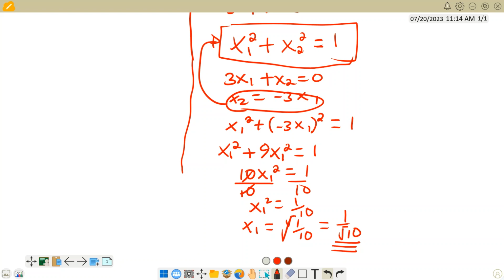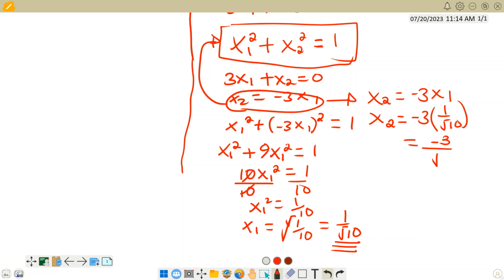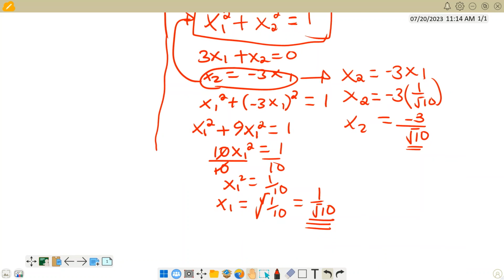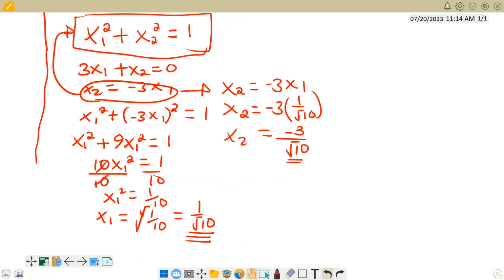How about x2? Remember that we have made x2 the subject there. We've said that x2 is equal to minus 3x1. Therefore, x2 is just minus 3. Where there's x1, we put 1 over square root of 10. So this will be minus 3 over square root of 10 as our x2. Okay. Now from here, we can then come up with a vector which we can call vector 1.